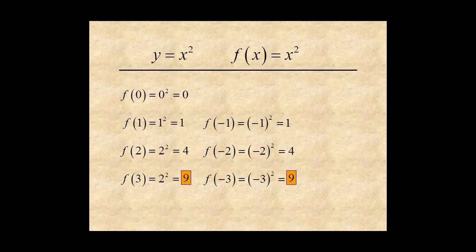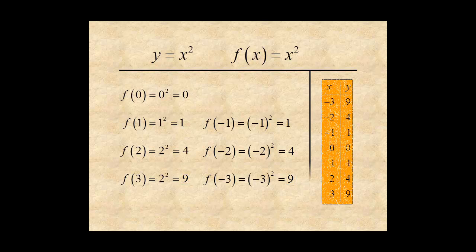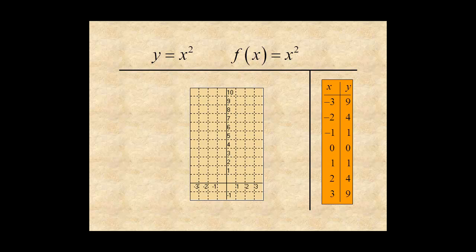Next, organize these pairs of x and y values in a table. Then use the table of x-y values to graph points. Draw a smooth curve through the points, and you have the graph of the function. The graph of a quadratic function is called a parabola. A parabola is a smooth, arch-shaped curve.